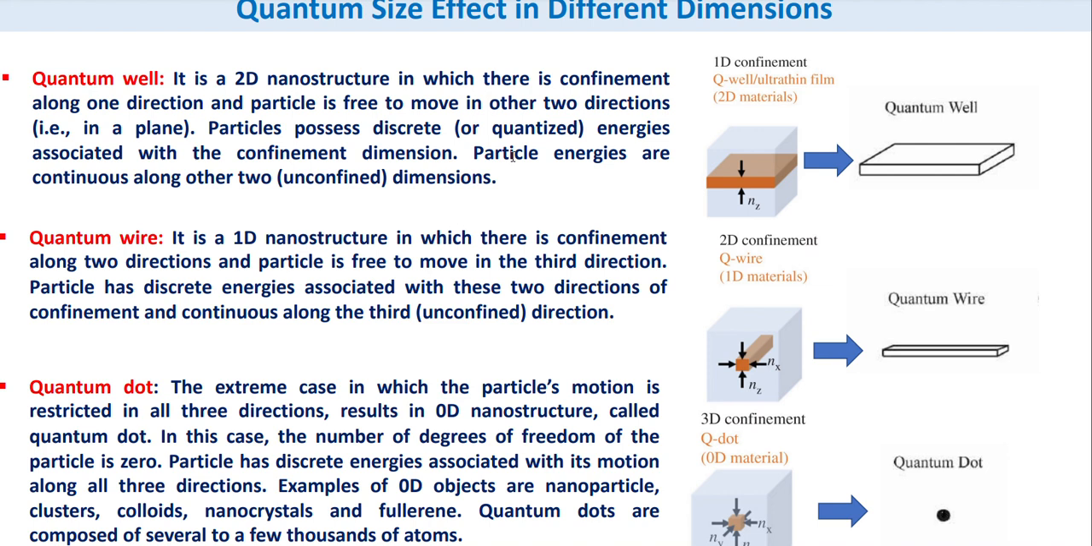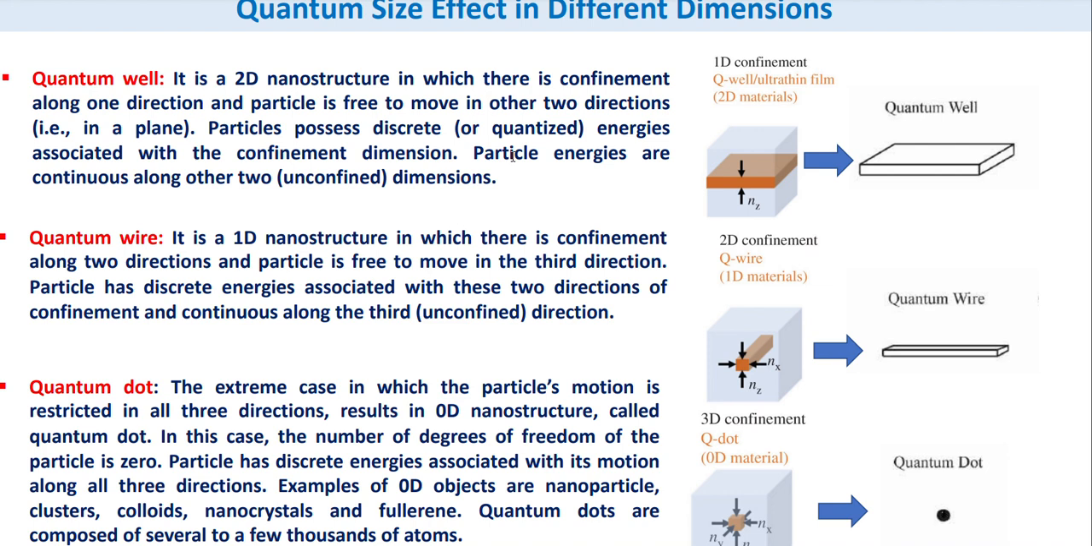There are three types of quantum confinement. First is the quantum well, which is a 2D nanostructure in which there is confinement along one direction and the particle is free to move about the other two directions. Particles possess discrete energies associated with the confinement dimension. Particle energies are continuous along the other two unconfined dimensions. Examples of quantum wells include graphene, MoS2, and WS2.